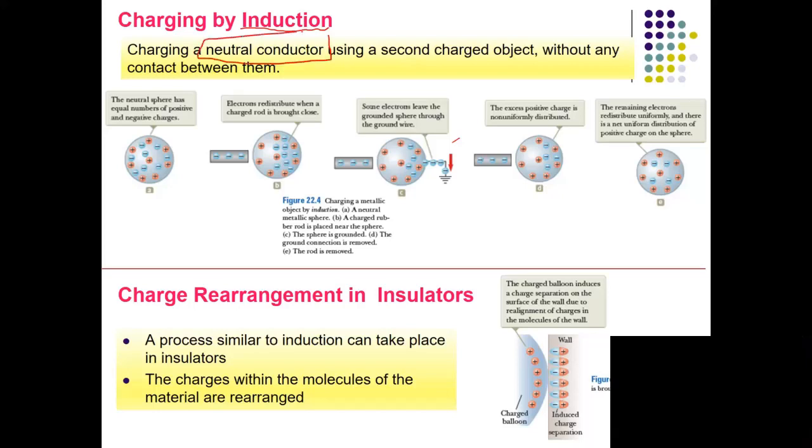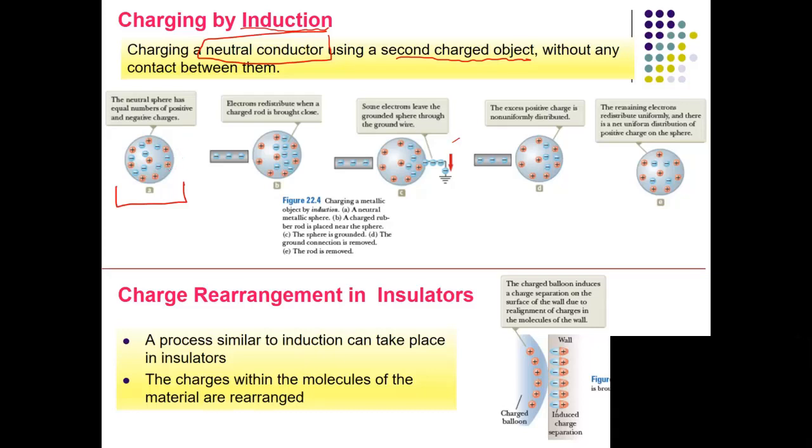A neutral conductor, a piece of gold, a piece of copper, for example, neutral. It's not charged yet. It's possible to charge this by using another charged object without having a contact between these two objects. So let's demonstrate this, at least with some images. So for example, here we have a neutral spherical shape. Think about a spherical shape copper.